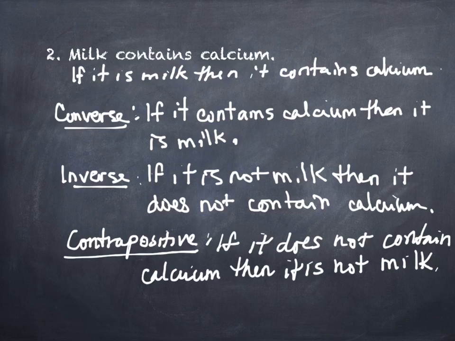Same issue on the inverse right here. If it is not milk, then it does not contain calcium. Well, you guys came up with several different examples of things that are not milk and do contain calcium, right? So all of your examples actually fit in both of these categories for the converse and the inverse because they're equivalent statements to one another. Okay? We all good? Okay, we're going to do another one.